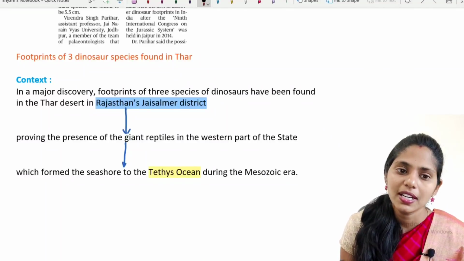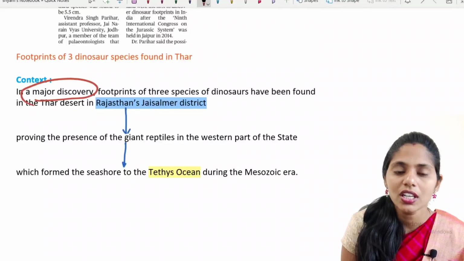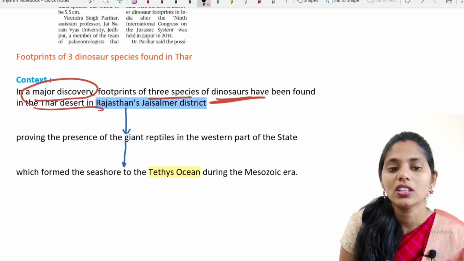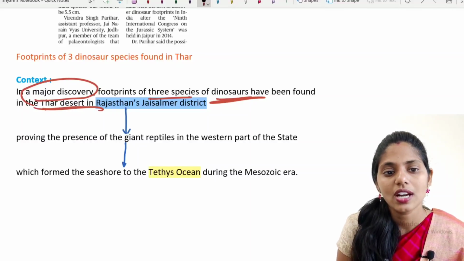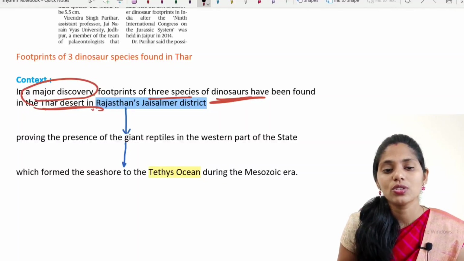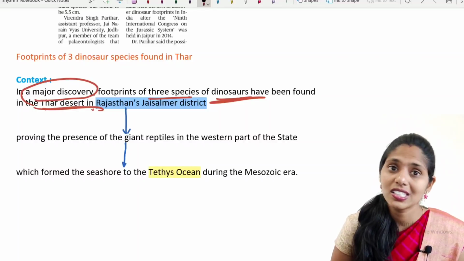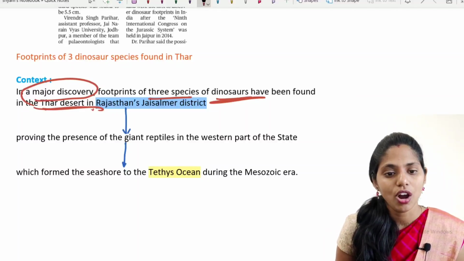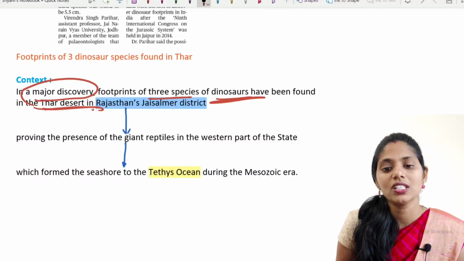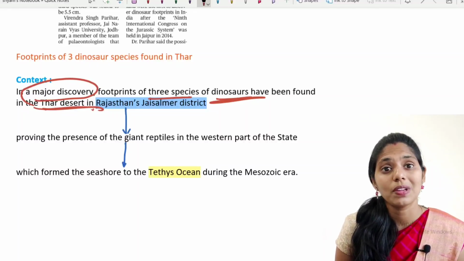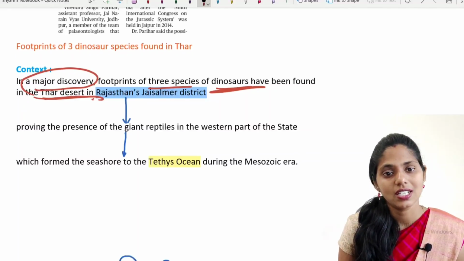If you see the context, it says that in a major discovery, footprints of 3 species of dinosaurs have been found in Thar Desert in Rajasthan. This proves the presence of giant reptiles even in the western part of our country, and it is mainly found on the seashore of the Tethys Ocean during the Mesozoic era. So during this Mesozoic era, there was a presence of dinosaurs in this Thar Desert.